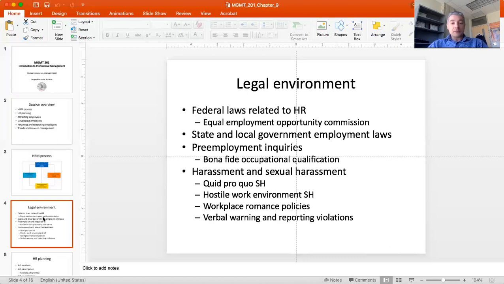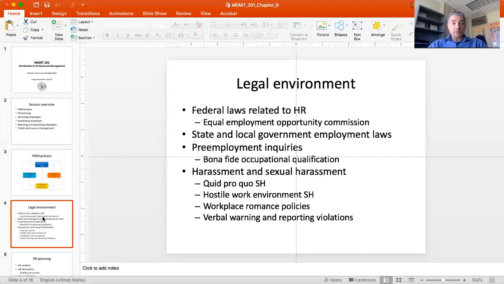Beyond that, legal environment for selecting employees and hiring employees. There are definitely very strong requirements for treating employees a particular way, things that pertain to harassment and especially sexual harassment.